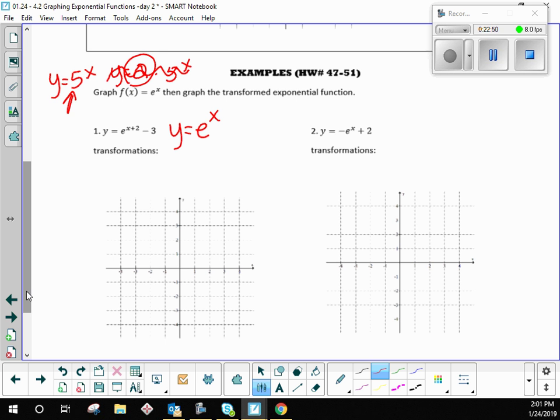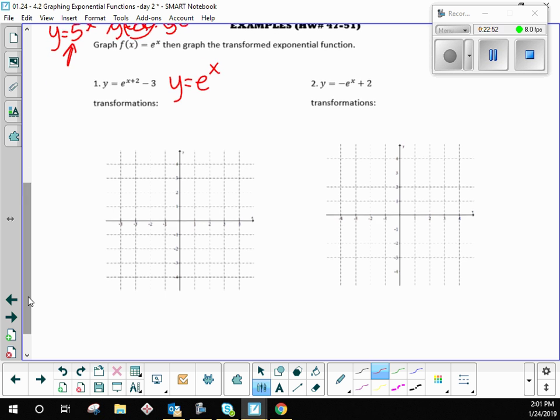So in this, if you haven't already, just graph that basic function e to the x. We have y equals 0 here, (0, 1), and (1, 2.7). This is the basic graph, and then we'll do the transformation.